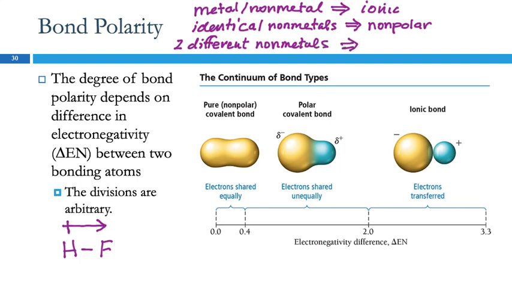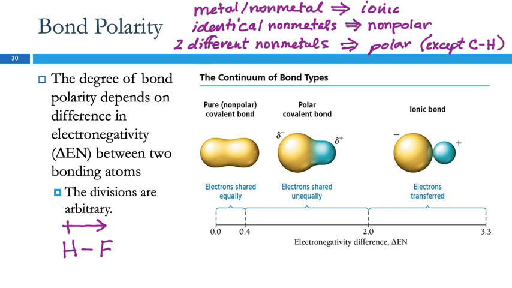This is not true 100% of the time, but it's true enough to get us where we need to go. If you have 2 different nonmetals, I expect you to predict that it's a polar bond. Polar bond. The one exception that I want you to remember, there's a bunch of them, but there's only one that's important.